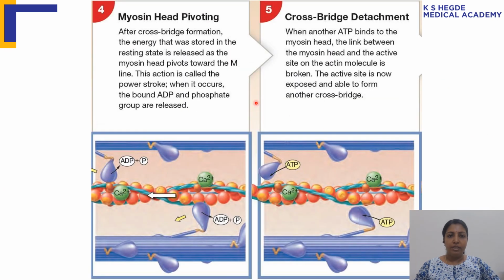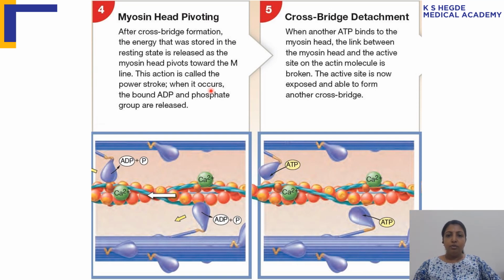The next step, after the cross bridge formation, once it binds to the active site of the actin, is that the head will tilt towards the tail. When it tilts, it will pull the actin along with it. It is pulling the actin towards the M line in the middle. You have the Z disc, the actin, and the myosin. It is pulling the actin towards the M line. That is called the power stroke, where the head is tilting and pulling the actin along with it.